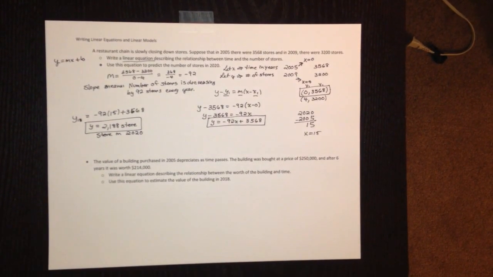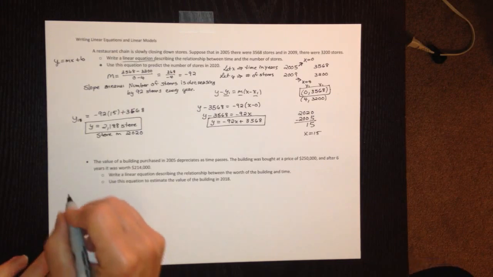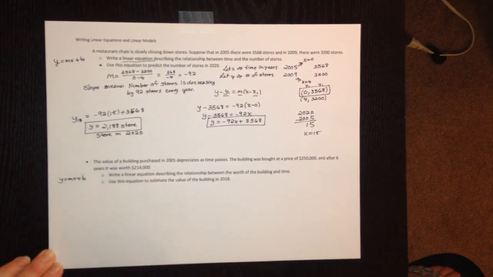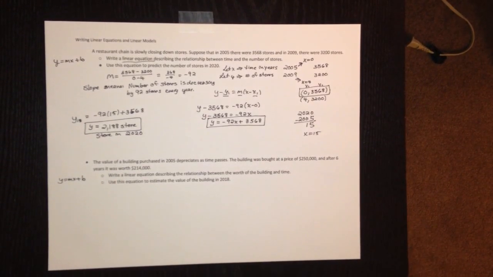Okay, the second problem says the value of a building purchased in 2005 depreciates as time passes. The building was bought at a price of $250,000, and after 6 years, it is worth $214,000. Write an equation describing the relationship between the worth of the building and time. So y equals mx plus b is going to be the linear model we'll come up with.